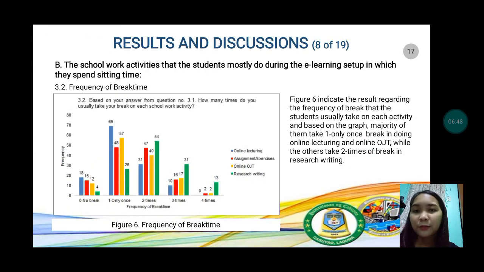For the frequency of break time, Figure 6 indicates the result regarding the frequency of break that the students usually take on each activity. And based on the graph, the majority of them take only one break in doing their online lecturing and online OJT, while the others take 2 breaks in research writing.